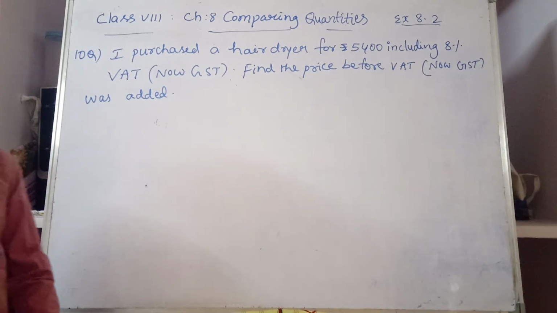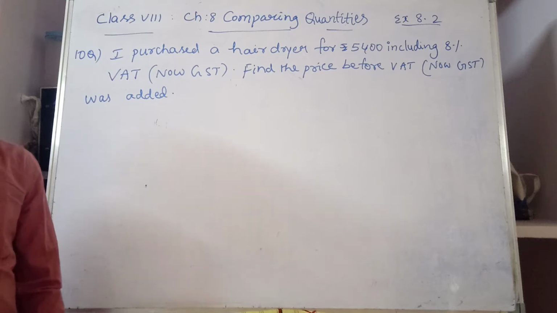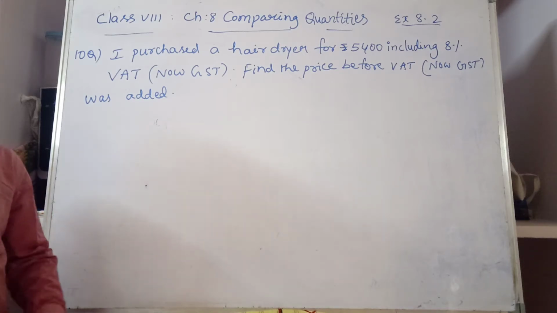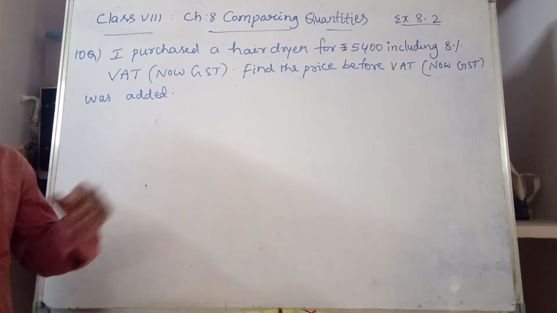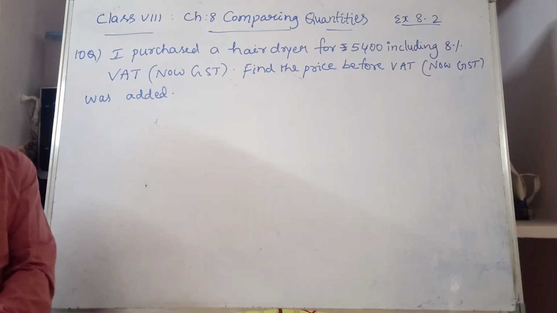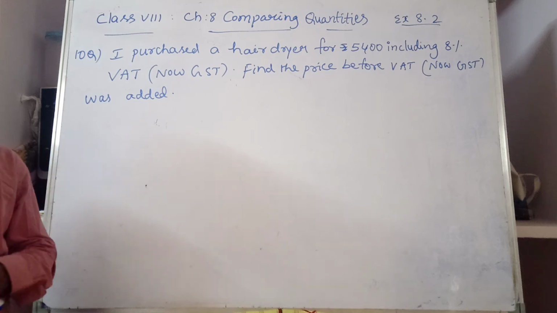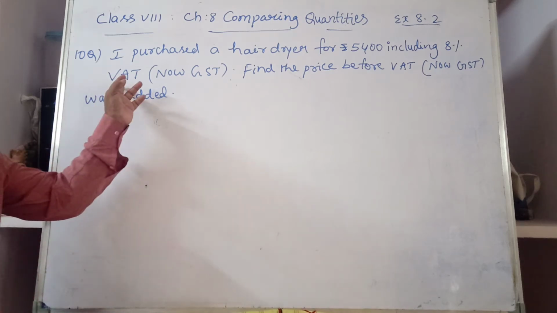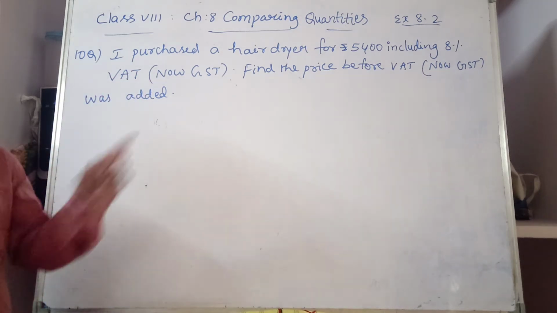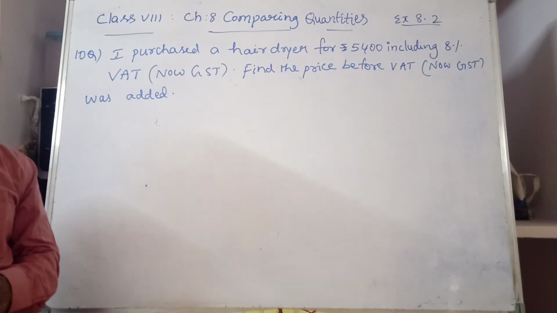I purchased a hair dryer for rupees 5400 including 8% VAT, value added tax. In some books it may be printed as GST, that is goods and service tax. Now it is called GST. Before, we used to call it value added tax. So it is GST we are paying now.